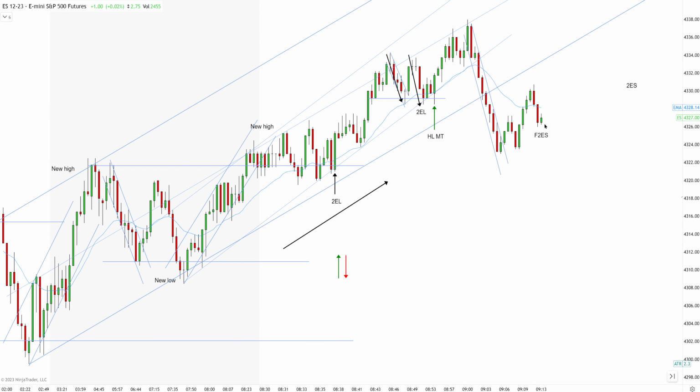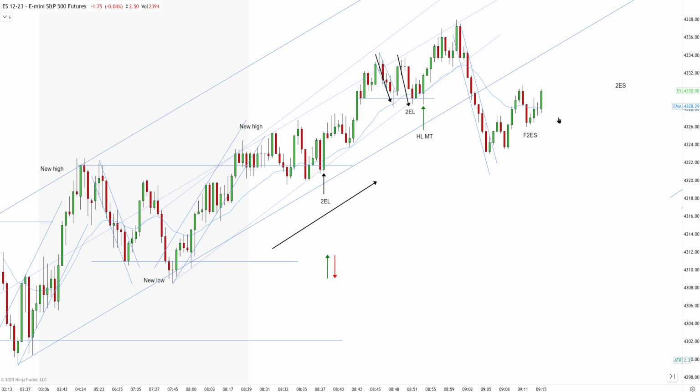Okay, we have a failed second entry short, but we are below EMA. I can't really take it. I need to see price forming above EMA. Can I get some high-low confirmation setup?